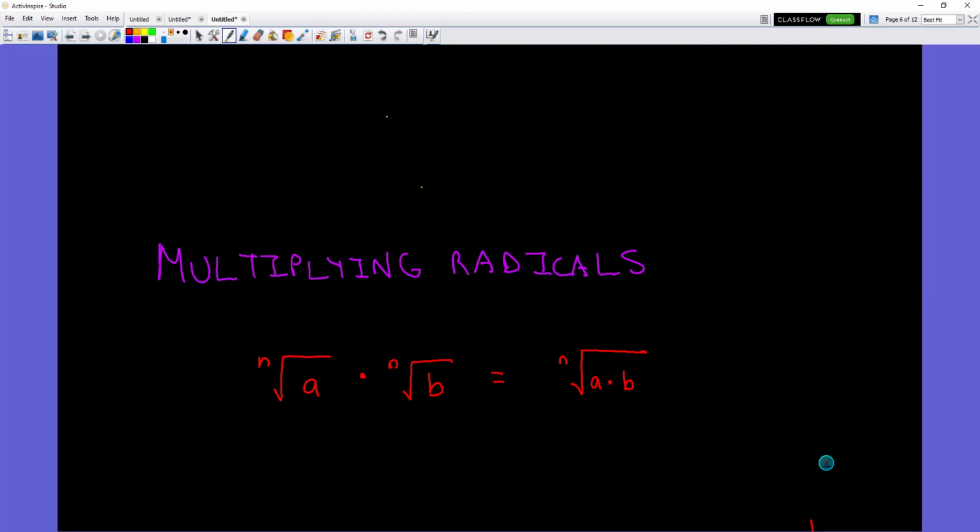Okay, so that's basically the rule that we're going to be using over the next few problems we're about to show you. So without further ado, let's get on to some examples on multiplying radicals.